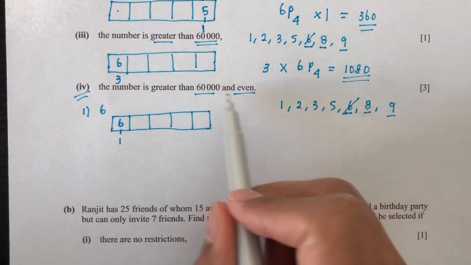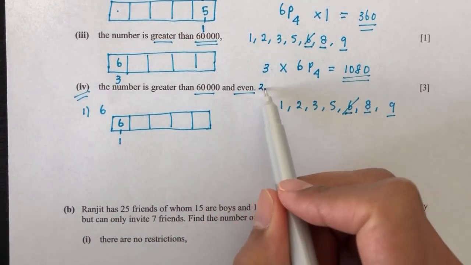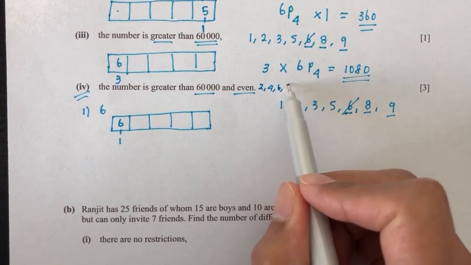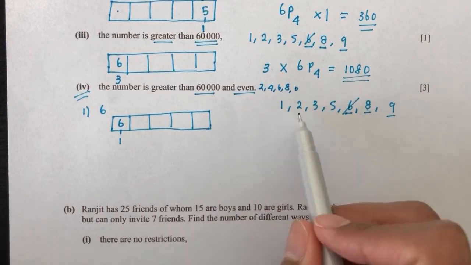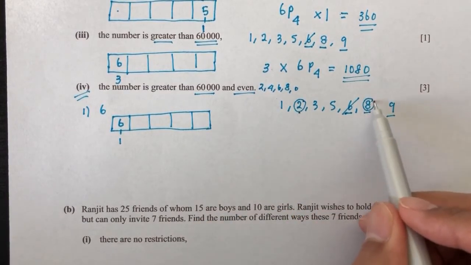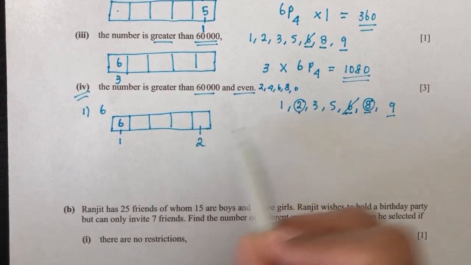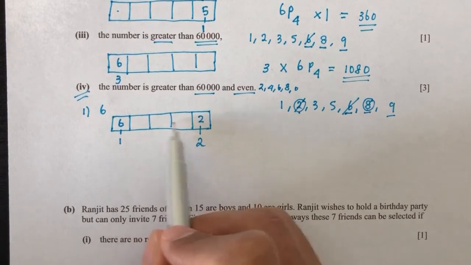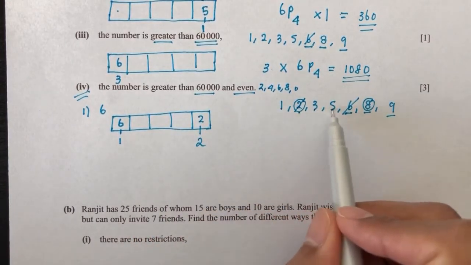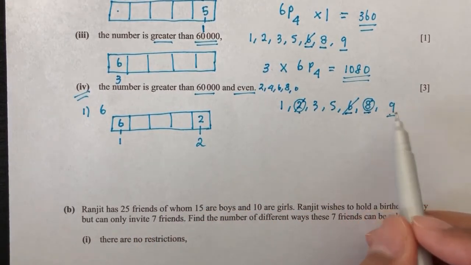So how can this be even? It needs to end with 2, 4, 6, 8, or 0. So here for it to be even, we have only 2 choices. You can end with 2 or you can end with 8. So 2 choices. Let's say first 2, and from the rest we have to choose 3 numbers. So we have 1, 2, 3, 5 numbers remaining.